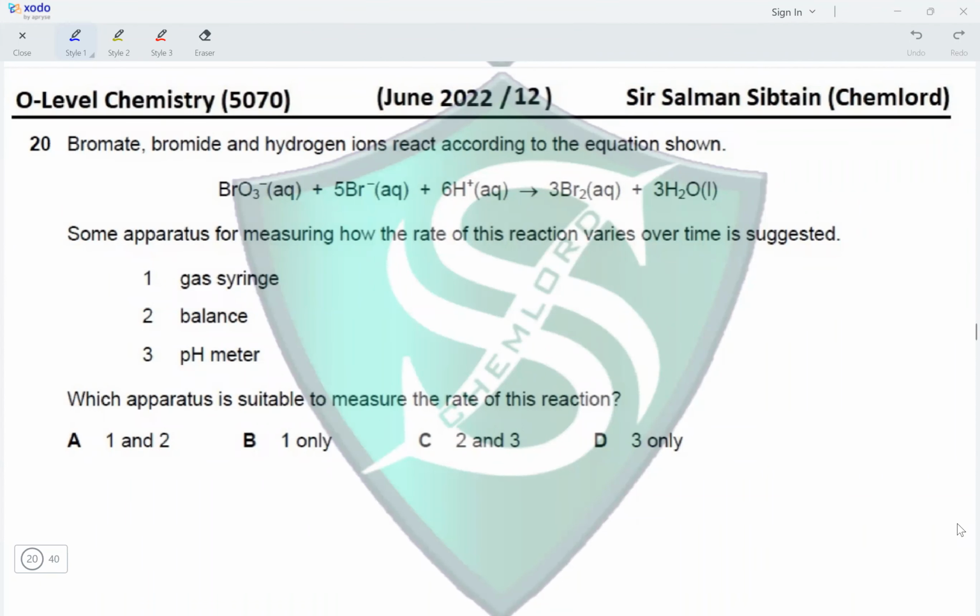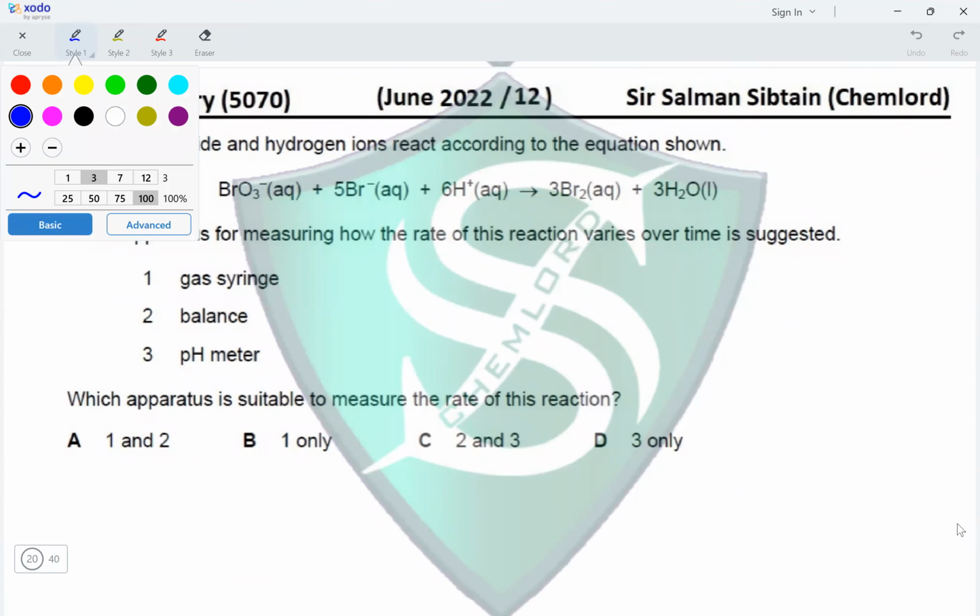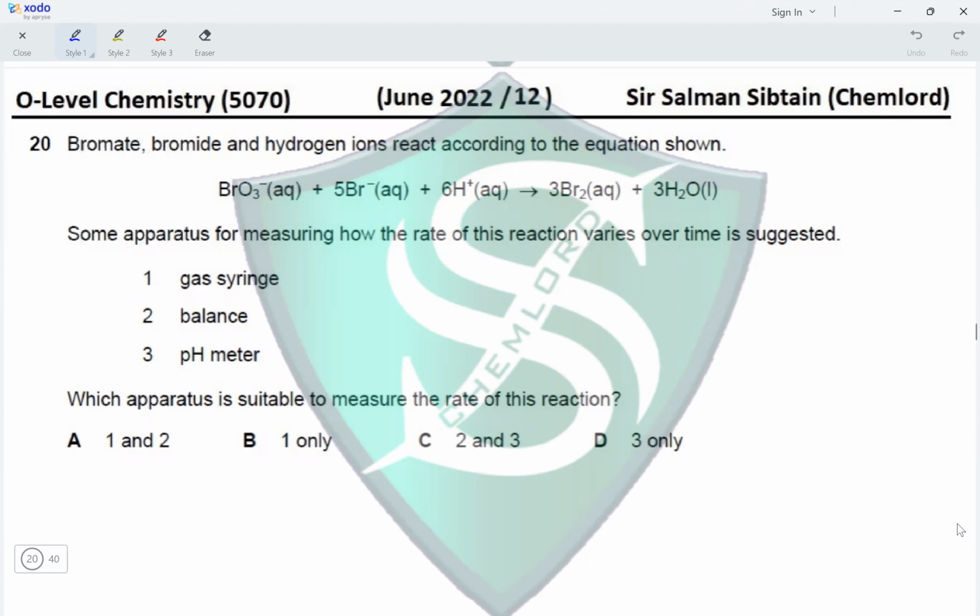Question 20. Bromide and hydrogen ions react according to the equation shown. Some apparatus for measuring how the rate of this reaction varies over time is suggested. Which apparatus is suitable to measure the rate of this reaction? Okay, so let's look at the apparatus. We need a gas syringe. A gas syringe is there to collect gases, but this equation does not have any reactant or product in the form of a gas, so a gas syringe is useless here.